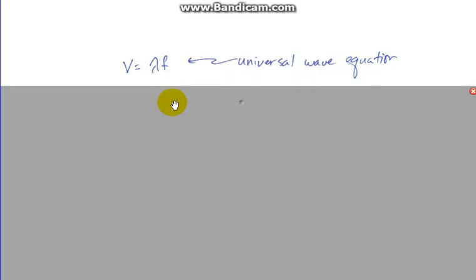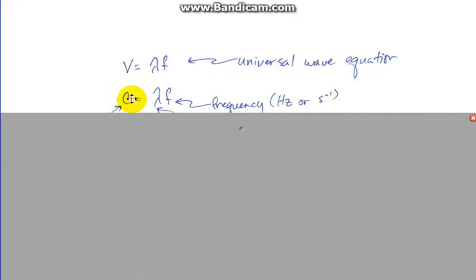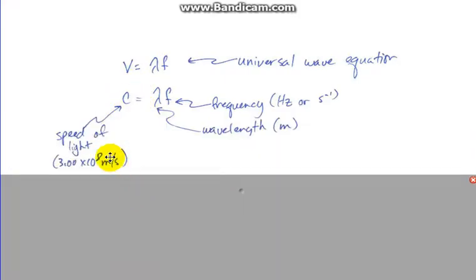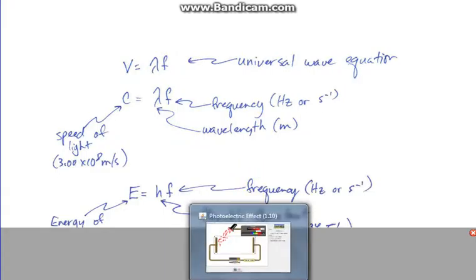So treating light as a wave, we could do that. If we treat light as a wave, since light moves at the speed of light, we have c equals lambda f, where frequency is in hertz or seconds to the minus 1. Wavelength is in meters.